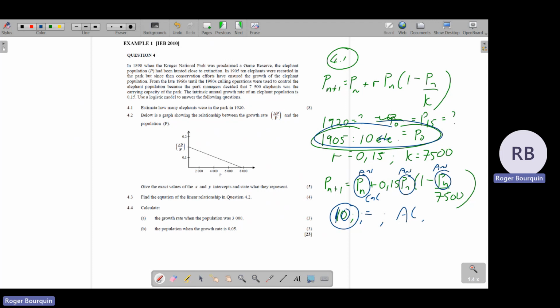I got 80.7, so between 80 and 81. Okay, so P15 is equal to 80.7. That's the proper way you're really supposed to write it. Somewhere either 80 or 81 elephants in the park.